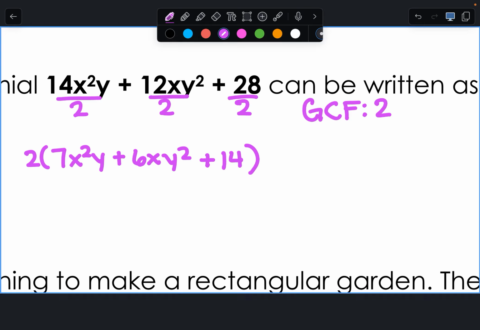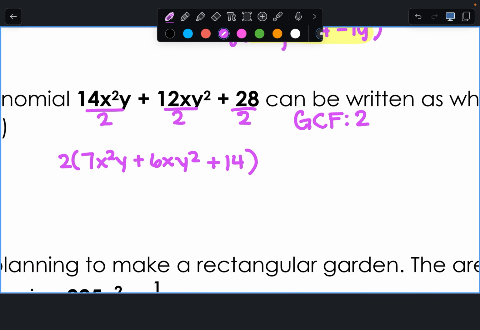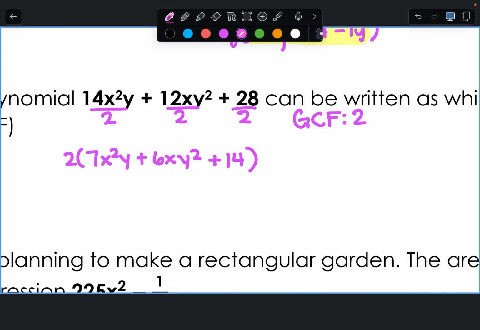What is that method called? Greatest common factor.